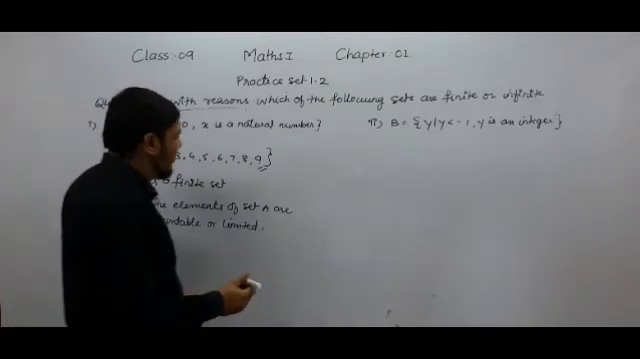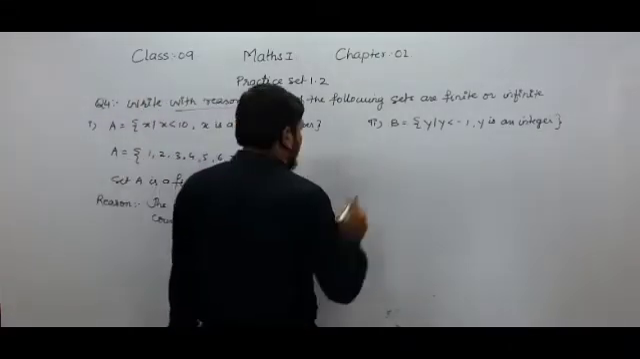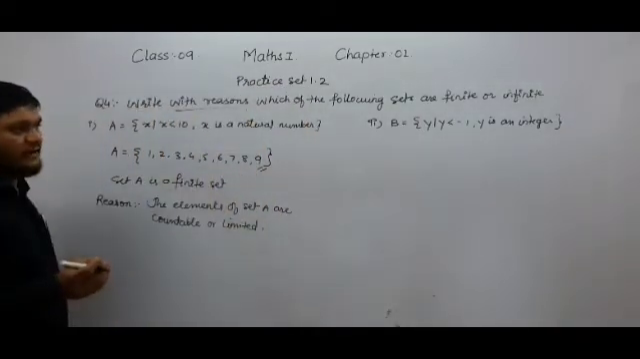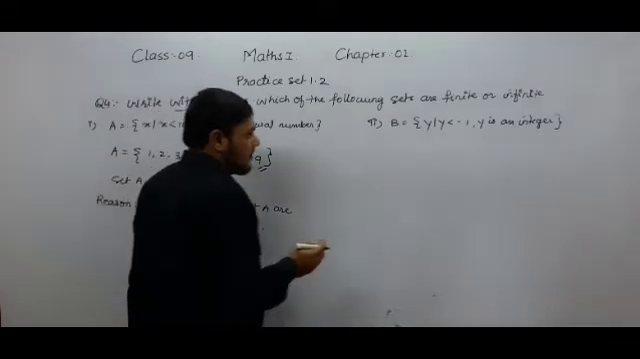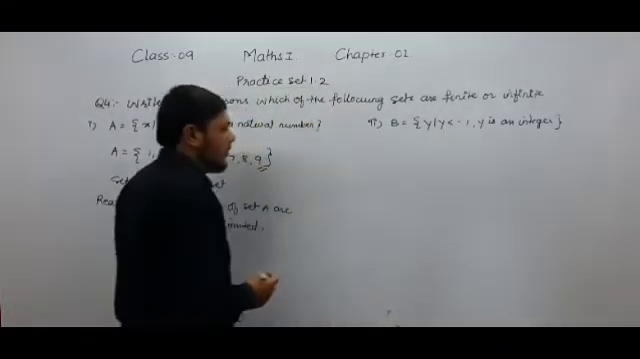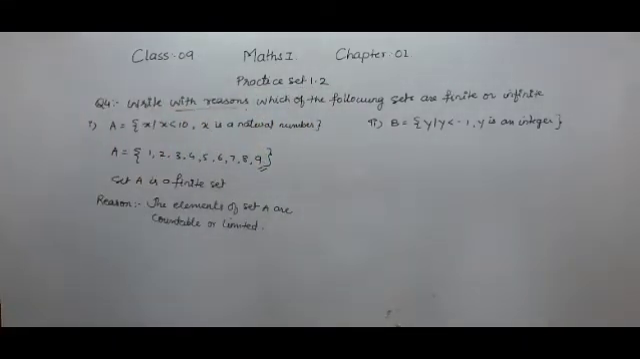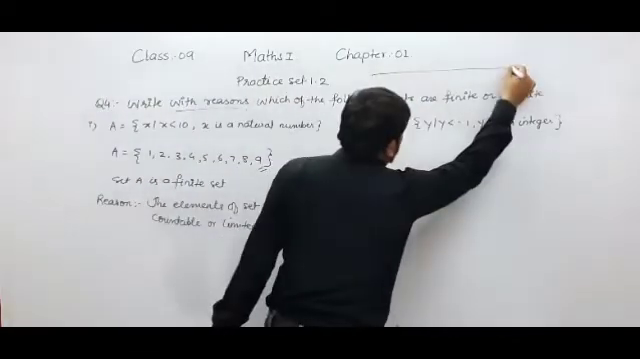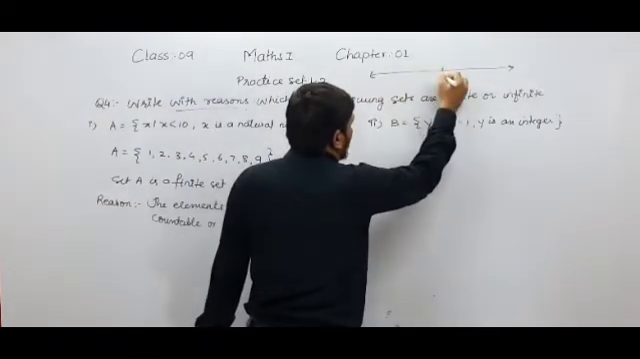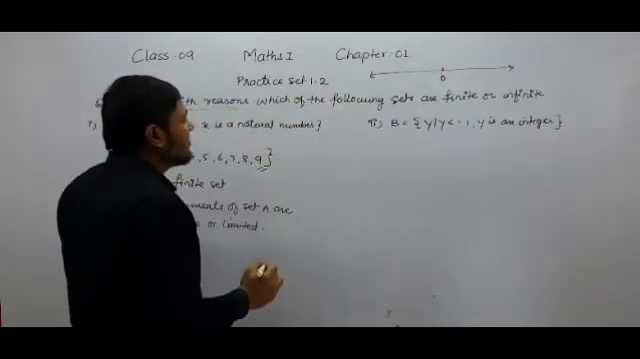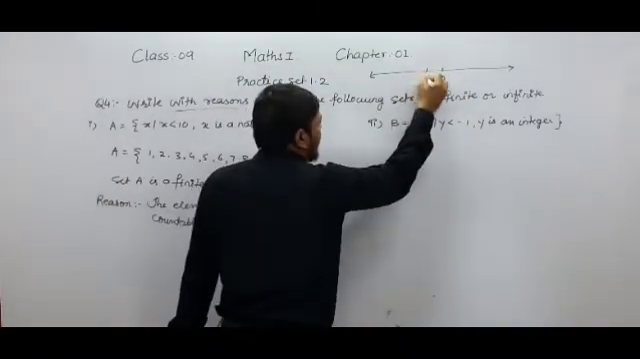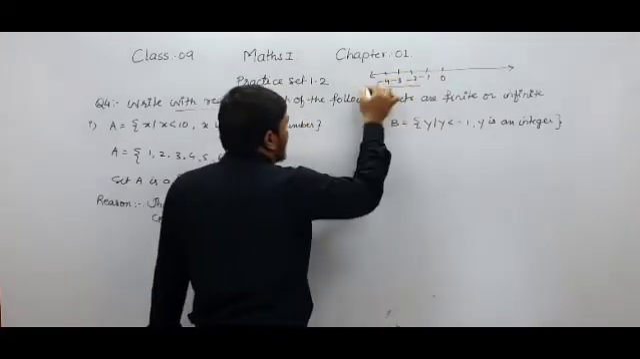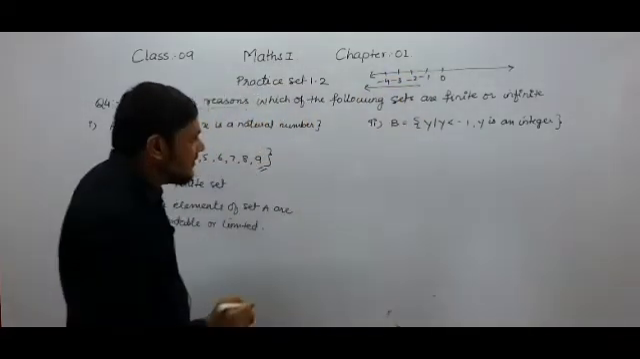So now student, let us move towards the next question, that is B is equal to y such that y is less than -1 and y is an integer. So here we know the integers which are less than -1. If we see the number line, let us draw a number line here. So this is a number line. On the number line, the numbers to the left of 0 are -1, -2, -3, -4. So these are the numbers which are less than -1.